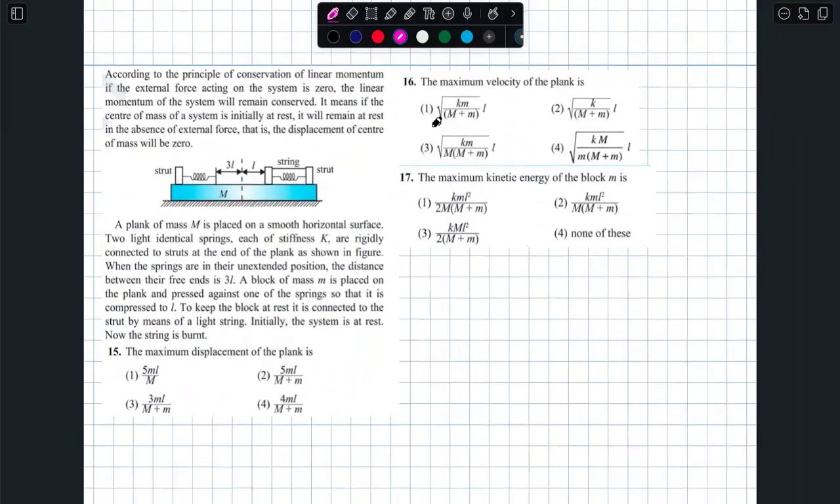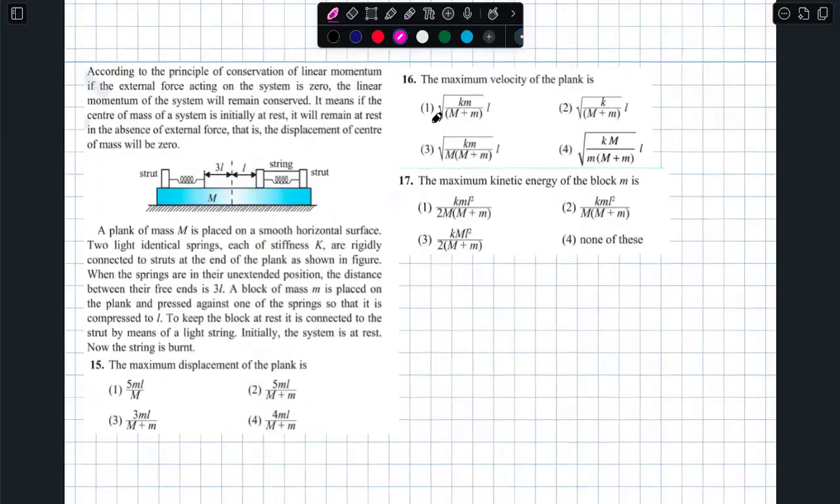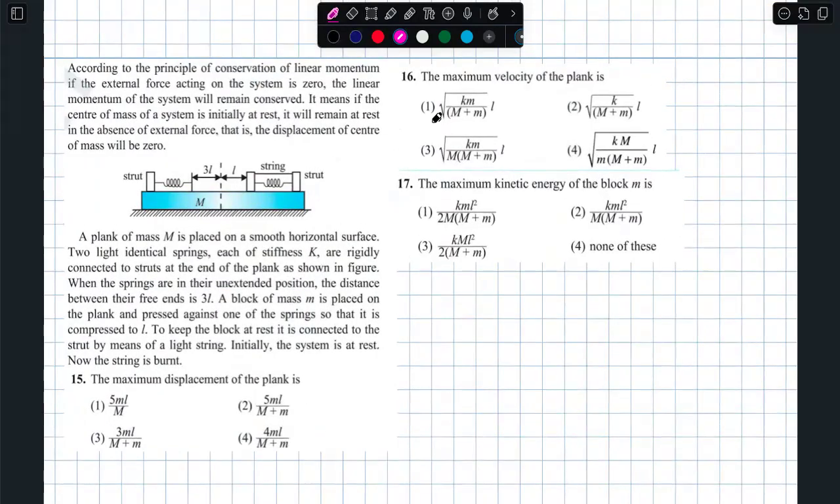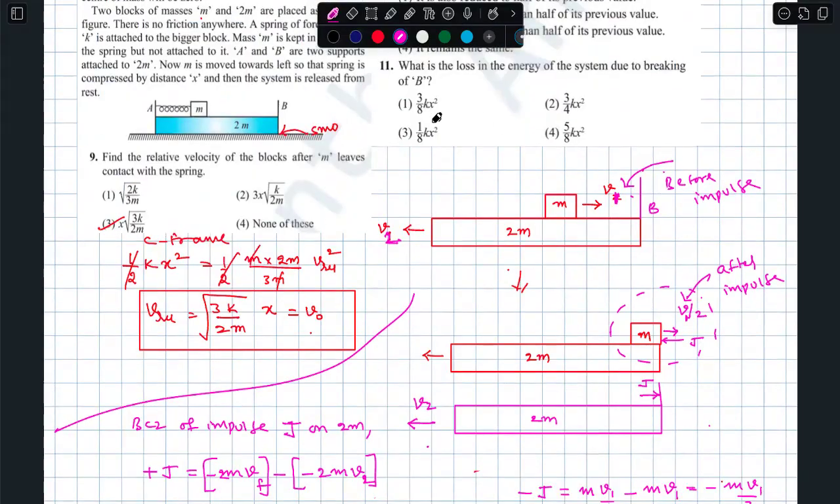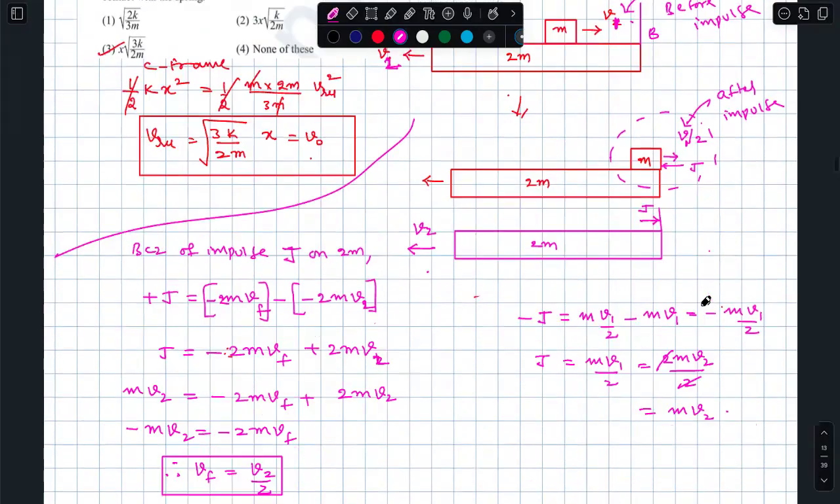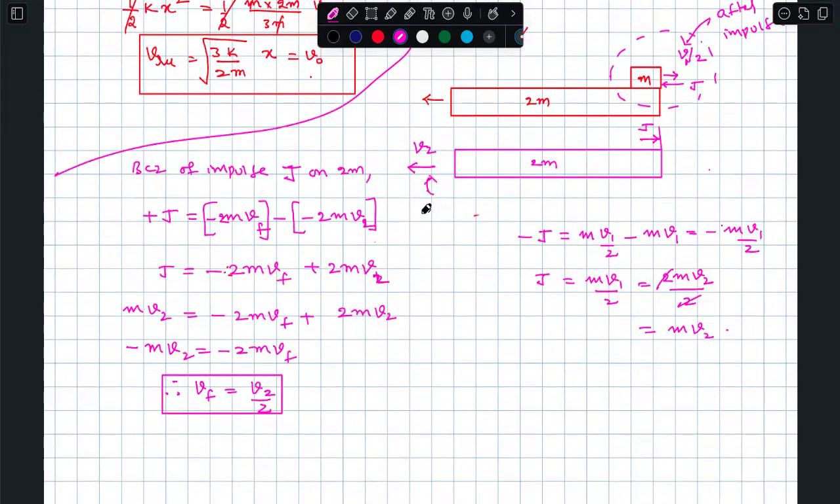Now, after this, I'll give some theory again. According to the principle of conservation of linear momentum, if the external... see, in this particular question, I've made a small mistake in writing the numbers. Initially, I've written V2 here, you wrote V1/2. That's the confusion for you. I'm just correcting this again. V1, V2. That's all. Okay. So before impulse V1, after impulse V1/2. So here also, what is this? Before impulse.